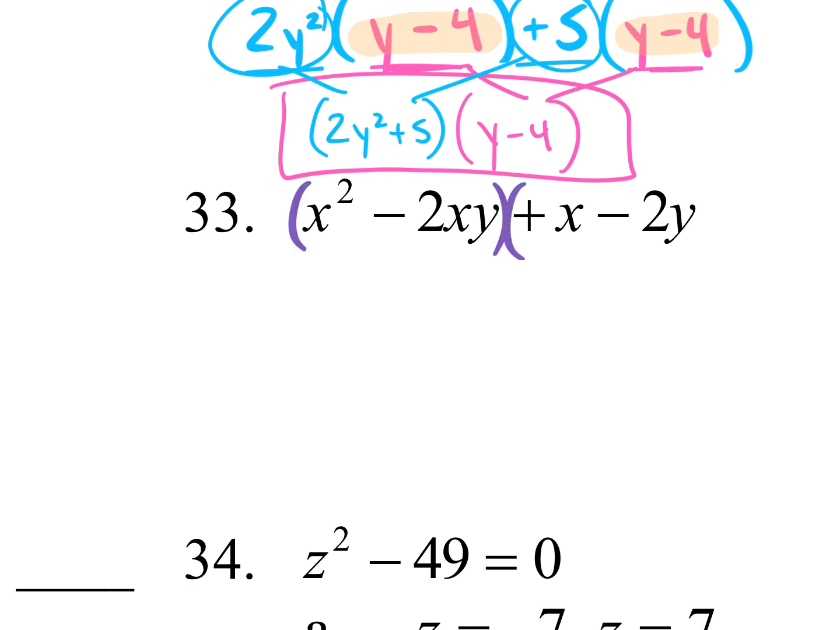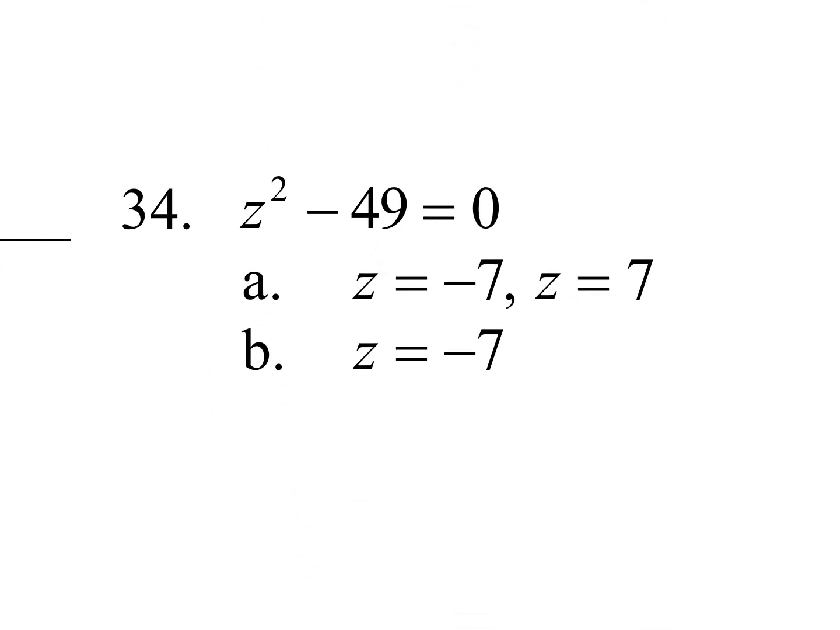Group them. We have 4 terms here, so group the first 2, group the second 2. Let's take a look at 34. Here, we're solving because it has an equal to 0. So I'm not just factoring. I have to go all the way through and solve. So we are solving.